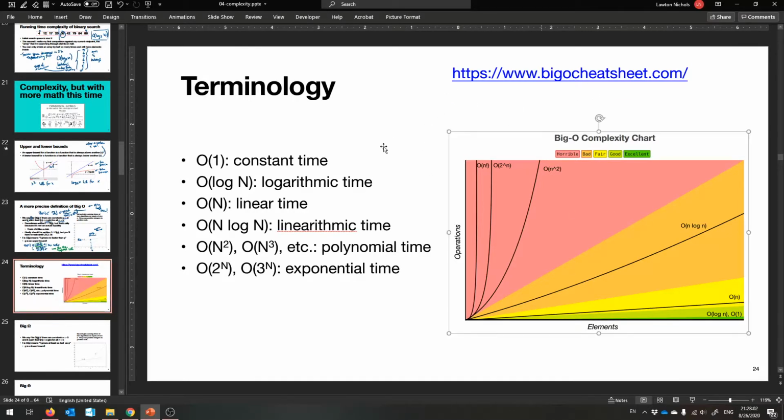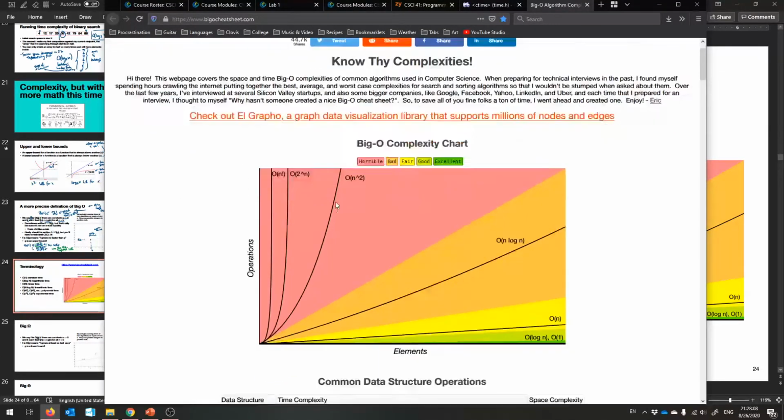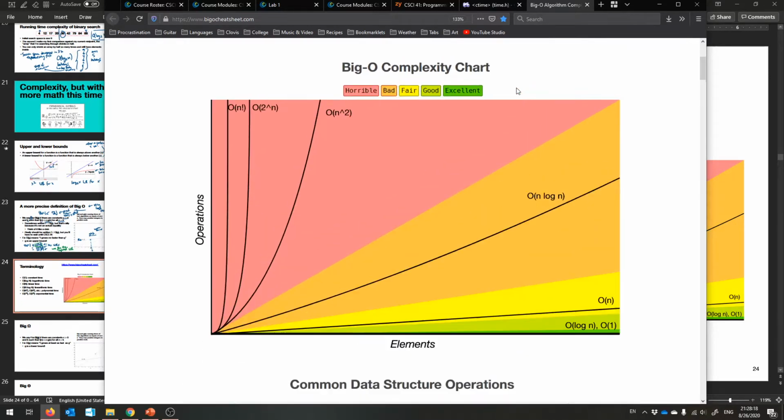Go to this website, it's super fun. They have this chart. Know thy complexities. So there's this fun chart, and it shows you all the different things. You have constant time, logarithmic time. Those are all excellent, they say. Linear time, it's all right. N log n, not horrible.